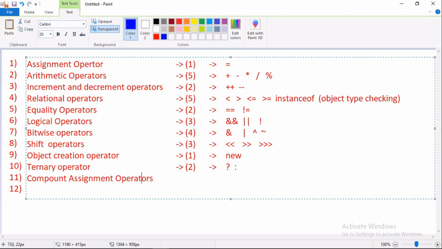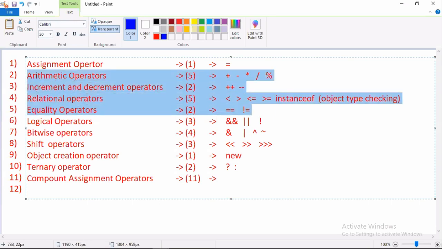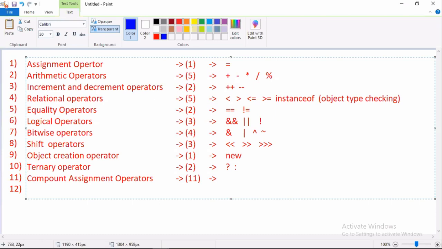Compound assignment operators. What are the compound assignment operators? How many are there? 11. What are they? Compound assignment means calculation plus assignment. Simple arithmetic operators: plus equal to, minus equal to, into equal to, division equal to, modulo equal to. Okay, and the next, how many completed?